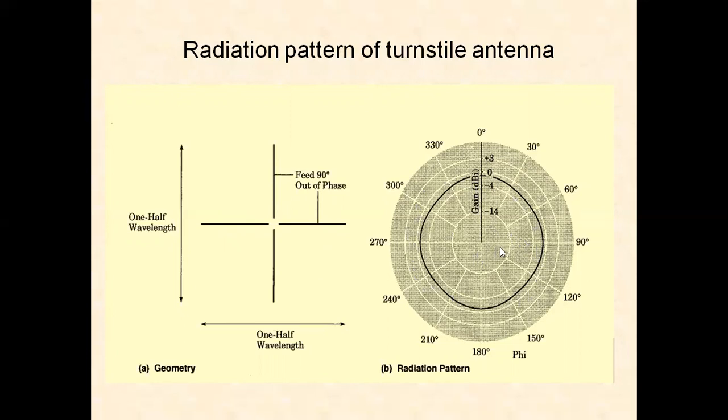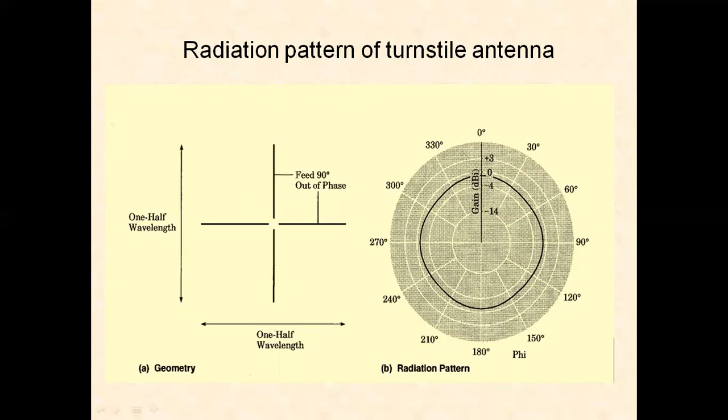So the radiation pattern is the graphical representation of the field with respect to direction. So when one figure of 8 perpendicular to another figure of 8 is added, we are getting almost a circular type of radiation pattern. And hence the turnstile antenna is a combination of two dipoles designed to give an omnidirectional radiation pattern in the horizontal plane with horizontal polarization.